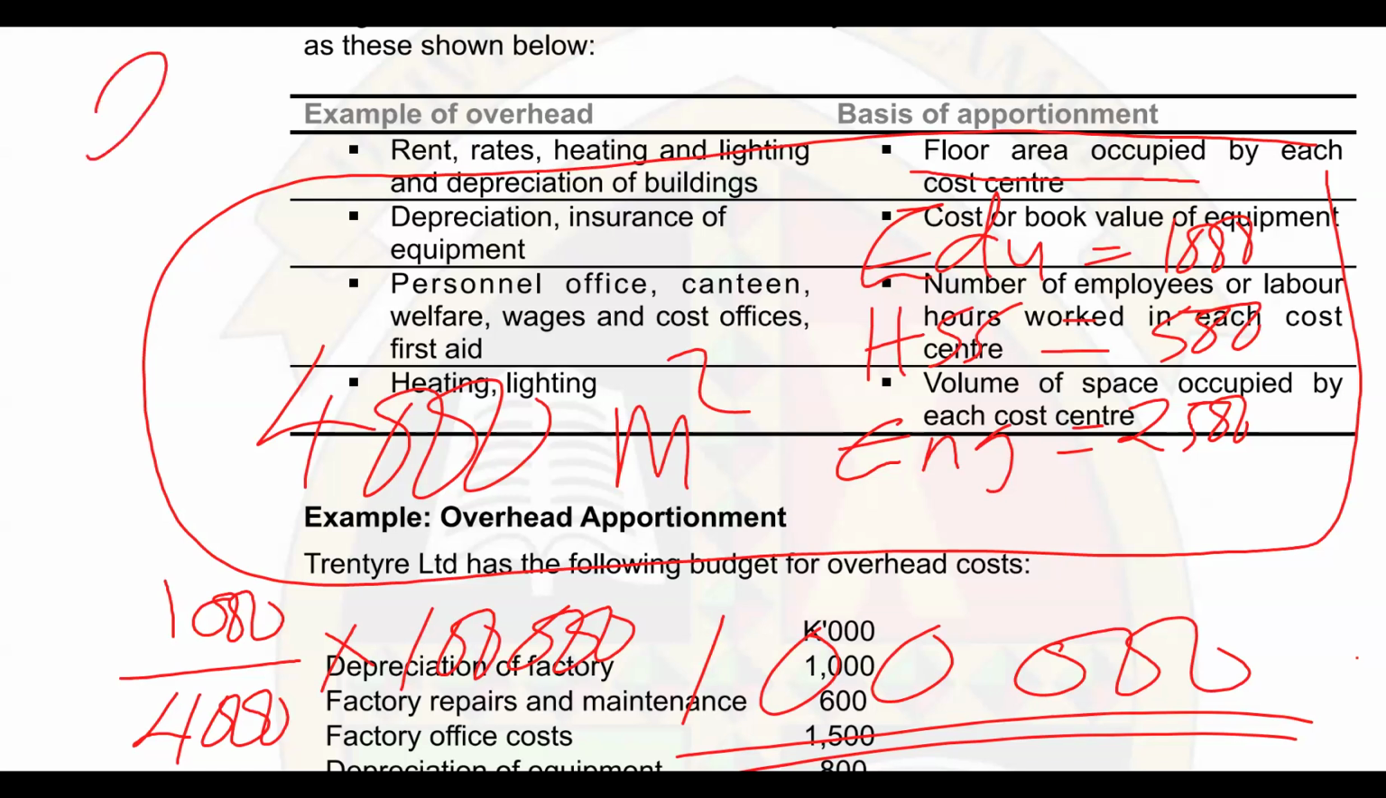Let's go to Humanities. Humanities will contribute 500 over the total area space that they occupy, which is 4,000 times 100,000. What do we get? 4 into 100 is what? 12,500.